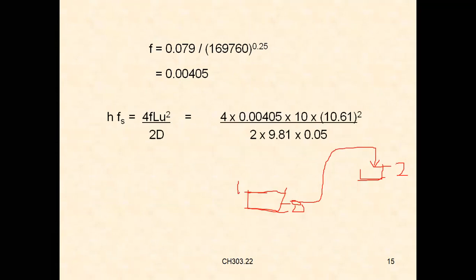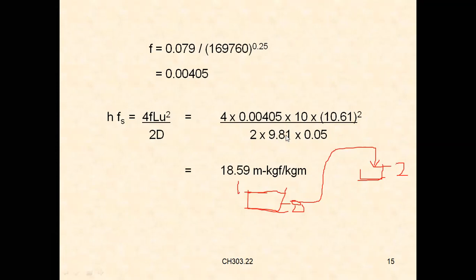And HFS, that is energy loss due to friction, is given by the Fanning equation. For turbulent flow, the Fanning equation is used to calculate the head loss due to friction or energy loss due to friction or pressure drop due to friction. HFS is equal to 4F LU square by 2D. 4 into F, friction factor, L is the length of the pipeline, U is velocity, 2 into D. So we got HFS as 18.59. This is in terms of meters.